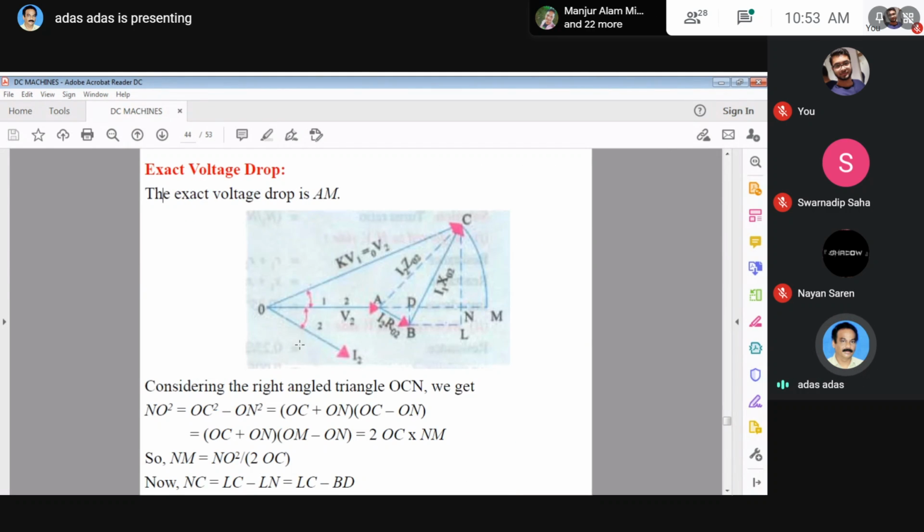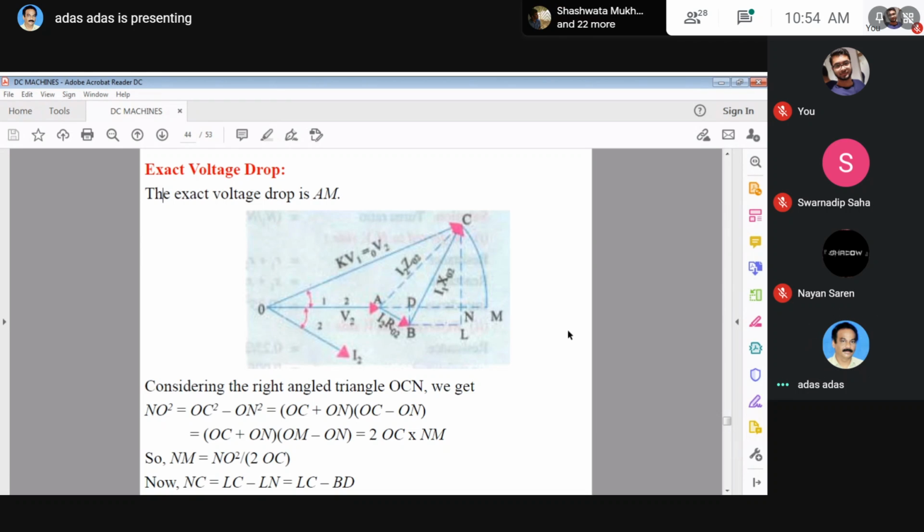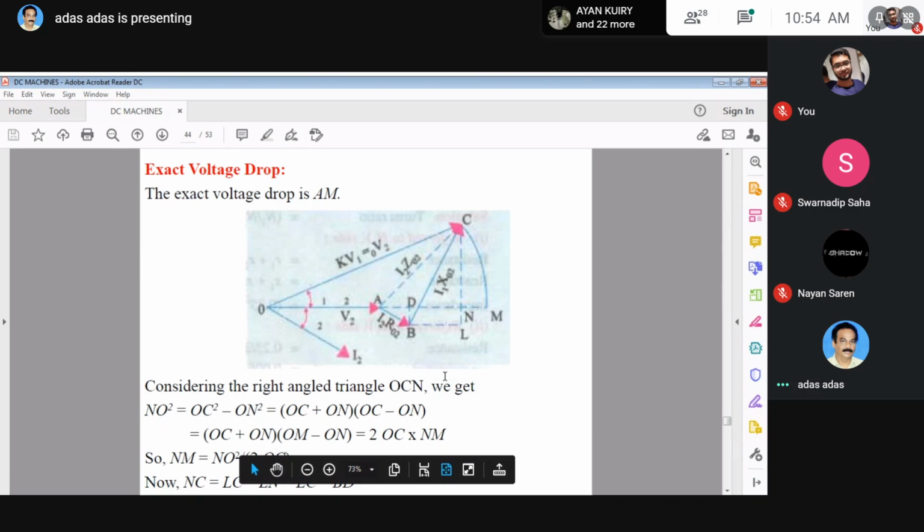Now come to the exact voltage drop. Up to this point, we neglected the portion NM; we found only the value of AN. Now our task is to find the portion NM. Consider the right angle triangle OCN. From here we can write NO square equals OC square minus ON square. OC square minus ON square is A square minus B square, that is A plus B into A minus B. It is written here.